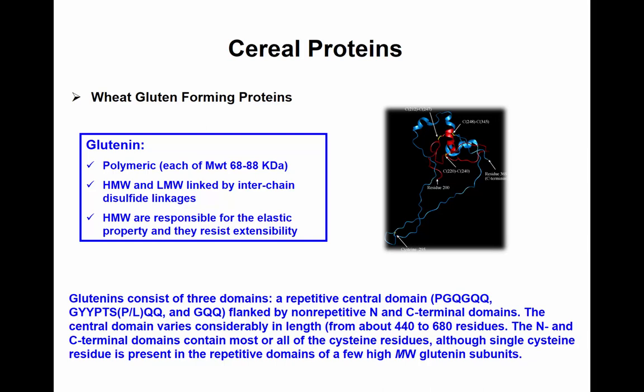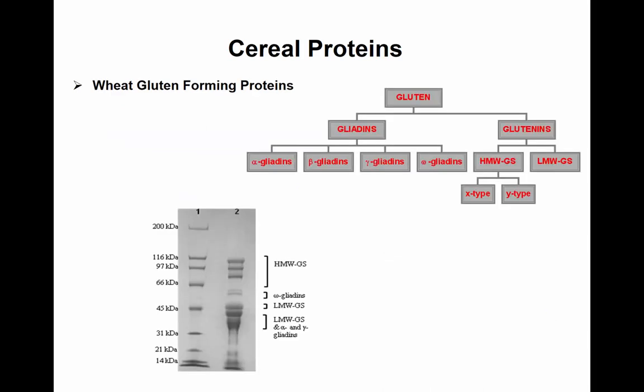Of specifically high molecular weight glutenin subunits. So here they are if you run them on a gel. Again, this is under reducing conditions. If you don't run it under reducing conditions, all of your high molecular weight and low molecular weight glutenins will not separate. They won't even move down your gel. Gliadins, however, will, because they are monomeric proteins.